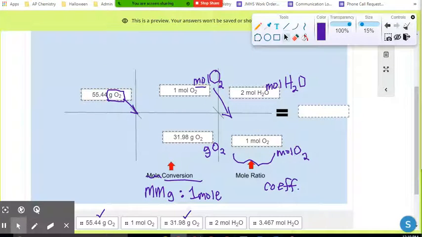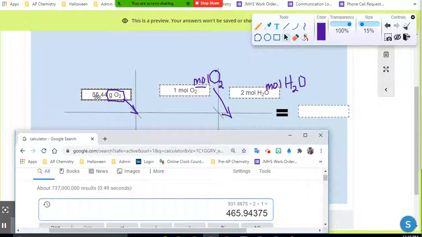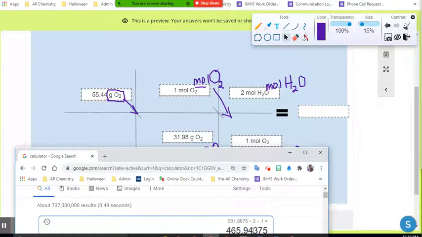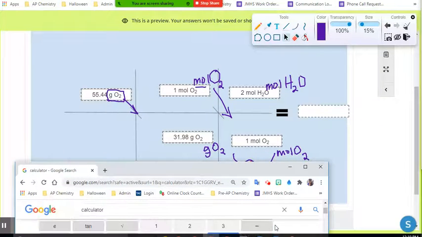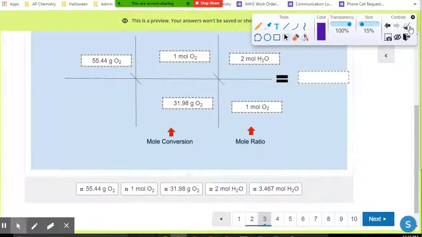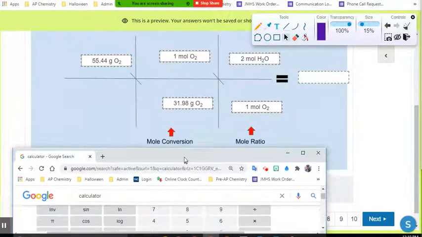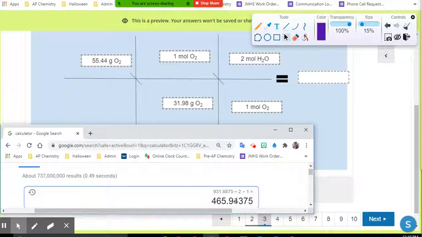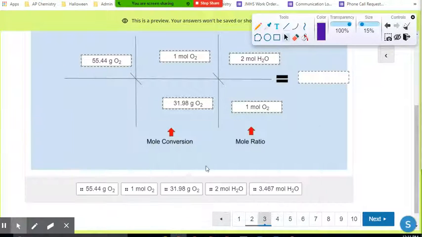All right, when we go to plug this into our calculator, just to keep up with our notes here, we're going to multiply across the top and divide by the bottom. Let me scroll this down just a little bit. There we go. All right. So we have 55.44 right here. I'm going to multiply, not divide, multiply by 1. Then I'm going to multiply by 2. I'm going to push enter. I have 110.88. Now I'm going to go into the dividing. So I'm going to divide by the bottom, divide by 31.98. I'm going to push divide again. 1 equals, we have 3.467 as our answer.